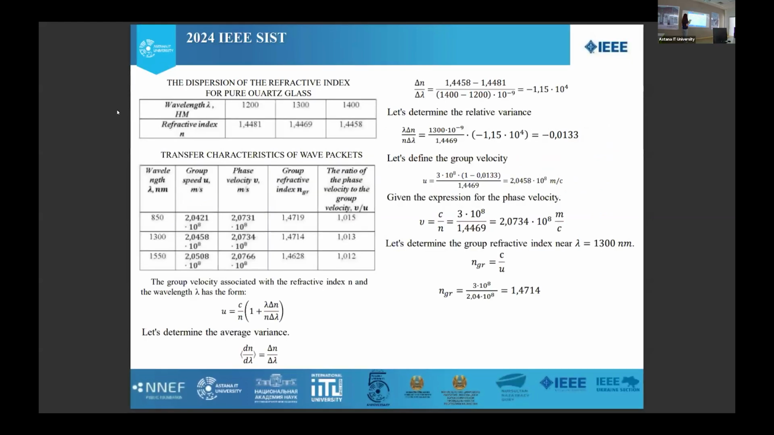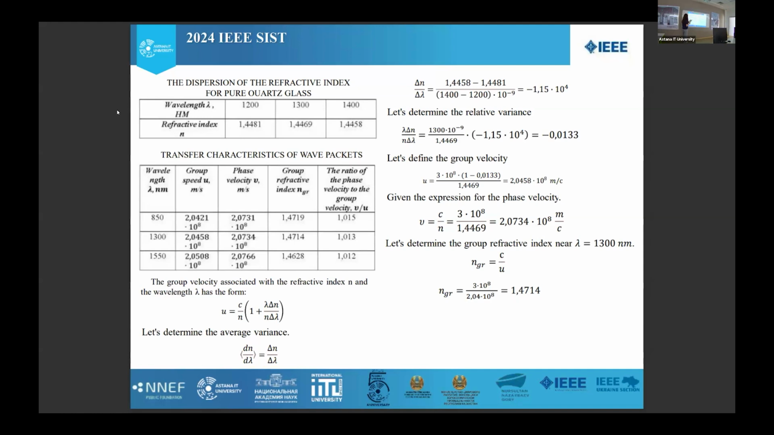Let's consider the analysis of the study of optical fiber transmission characteristics. The dispersion of the refractive index for pure quartz glass is shown in this table. Quartz glass molecules become a source of secondary spherical waves under the action of infrared radiation. These coherent waves, excited by another radiation, determine the refractive index. Let's determine the phase and group velocity of light near the nominal wavelength of 1,300 nanometers.